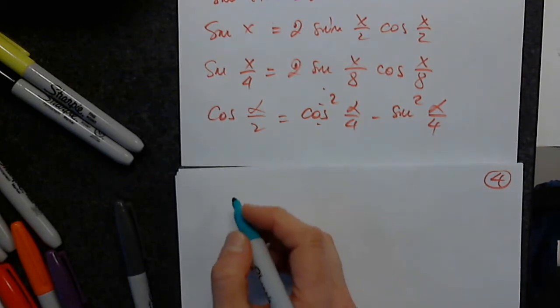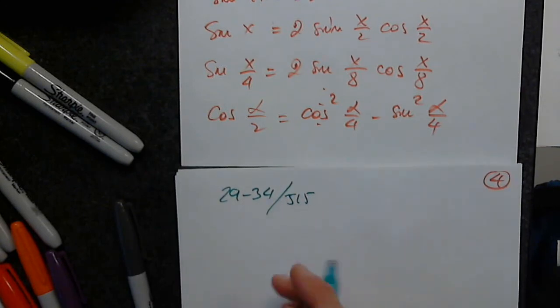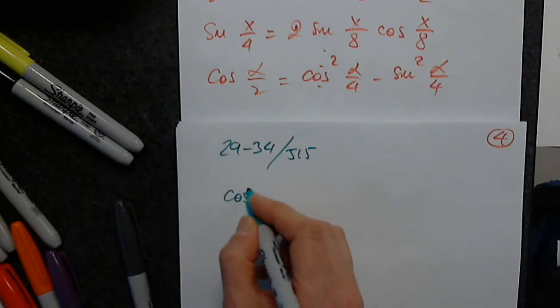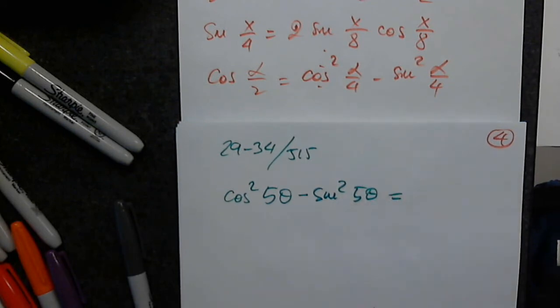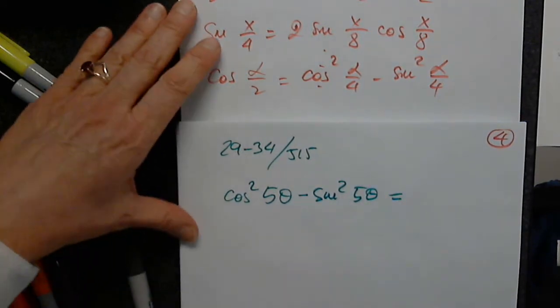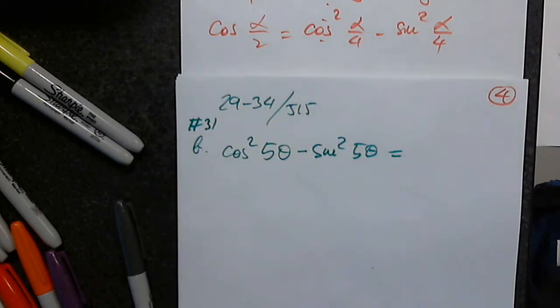So now, why am I saying all this? Because, for example, problems 29 through 34 on page 515 are asking us to identify this pattern. Cosine squared of 5 theta minus sine squared of 5 theta. What is that? I'm sorry, I copied it without telling you. It's 31. It just caught my eye. 31 part B. So it's asking us to reduce this and simplify it or condense it or do something to it. So let's look at it.